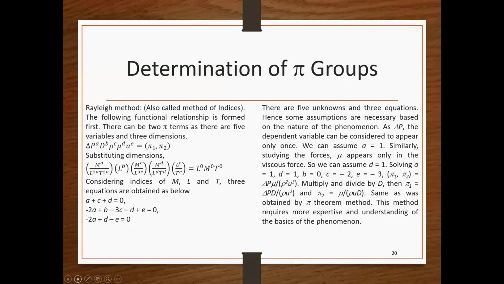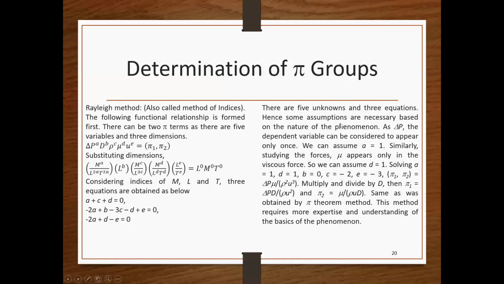So substituting dimensions. So M exponent A, L exponent negative A, T exponent negative 2A, and L exponent B, those are your units. M exponent C over L exponent 3C times M exponent D over L exponent D T exponent D times L exponent E over T exponent E is equal to L0, M0, T0. So considering indices of M, L, T, three equations are obtained as follows. For M: A plus C plus D is equal to 0. For L: negative A plus B minus 3C minus D plus E is equal to 0. And the last, for T: negative 2A minus D minus E is equal to 0.